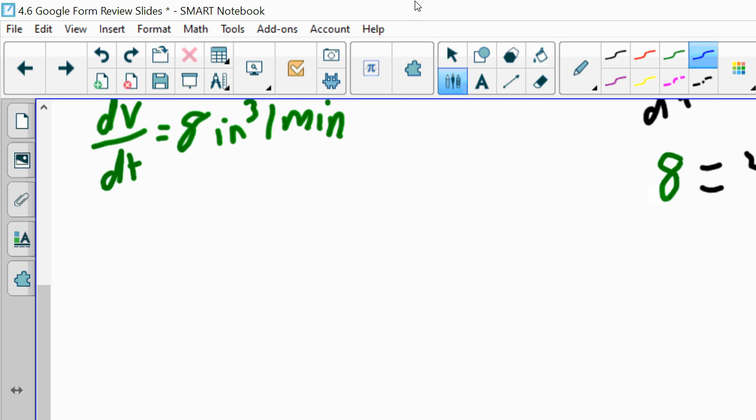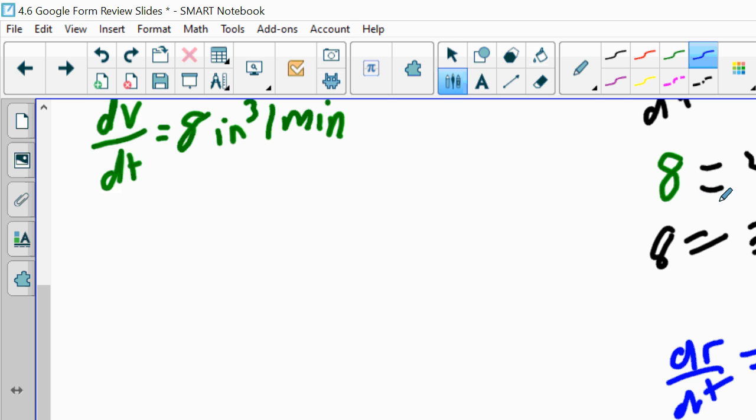All right, and then we're just going to finish our multiplication. So we've got 8 is equal to 3 squared, which is 9, times 4, 36, pi dr/dt. So ultimately, dr/dt is equal to 8 over 36 pi. If I simplify that, that is 2 over 9 pi inches per minute.